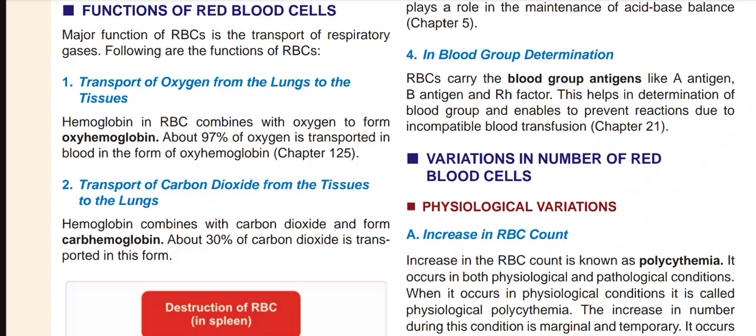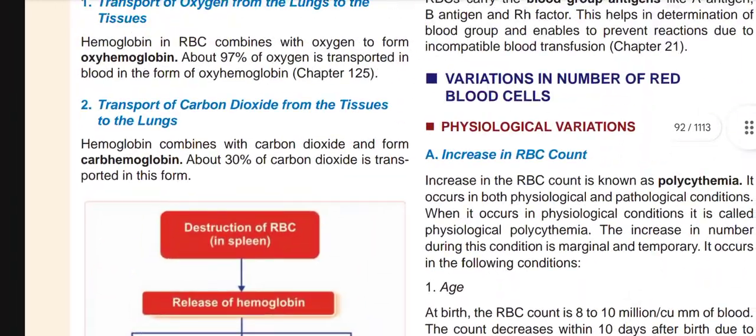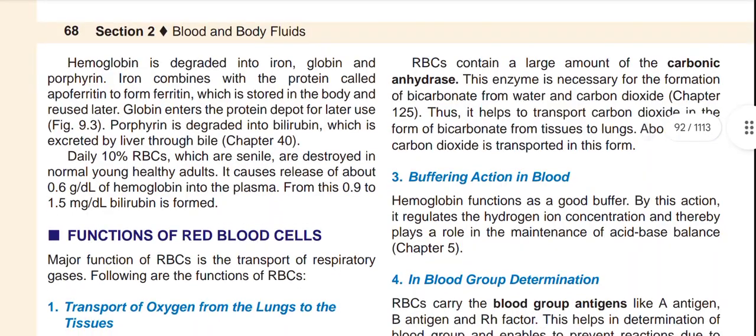Hemoglobin combines with carbon dioxide to form carbaminohemoglobin, and about 30% of the carbon dioxide is transported in this form. RBCs also contain a large amount of carbonic anhydrase. This enzyme is necessary for the formation of bicarbonate from water and carbon dioxide. Thus, it helps in transport of carbon dioxide in the form of bicarbonate from tissue to lungs, and about 63% of carbon dioxide is transported in this form.